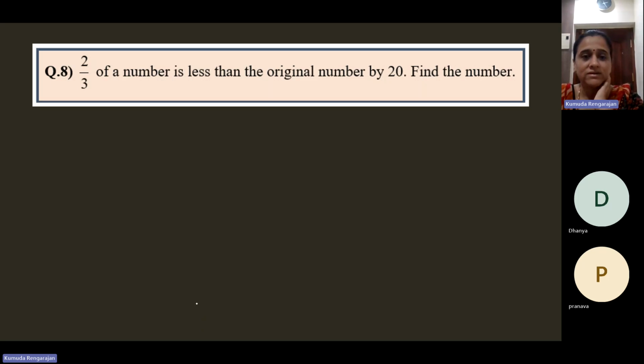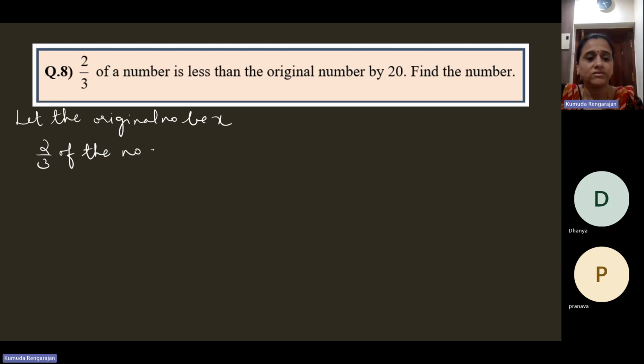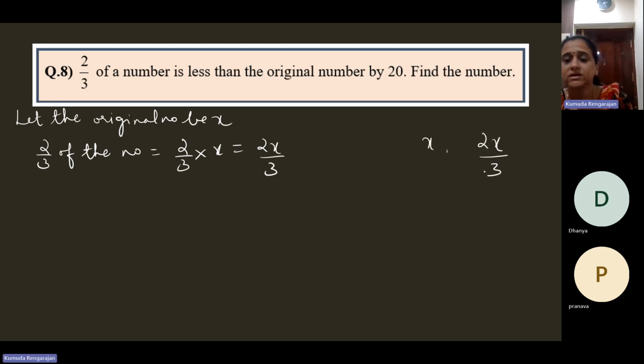So eighth one. 2/3 of a number is less than the original number. So there are two things here: 2/3 of the number and original number. 2/3 of the number is less than the original number by 20. So let the original number be x. 2/3 of the number is equal to 2 by 3 into x, which is 2x by 3. Now, between x and 2x by 3, this is greater. This is smaller.